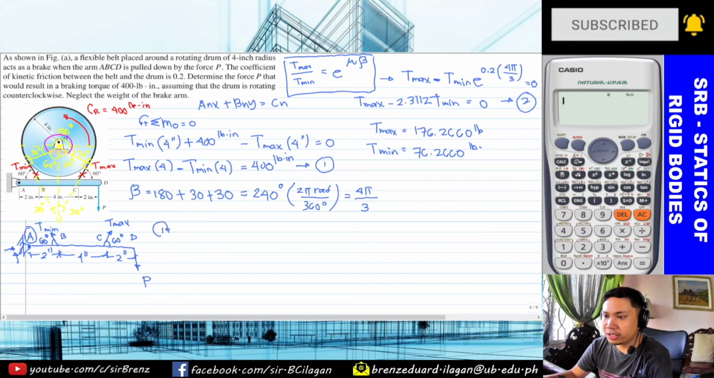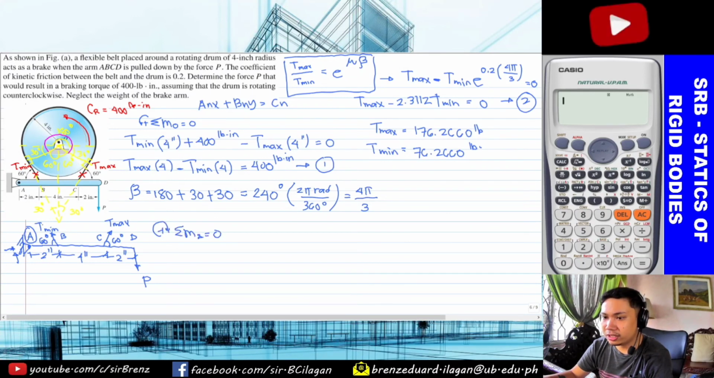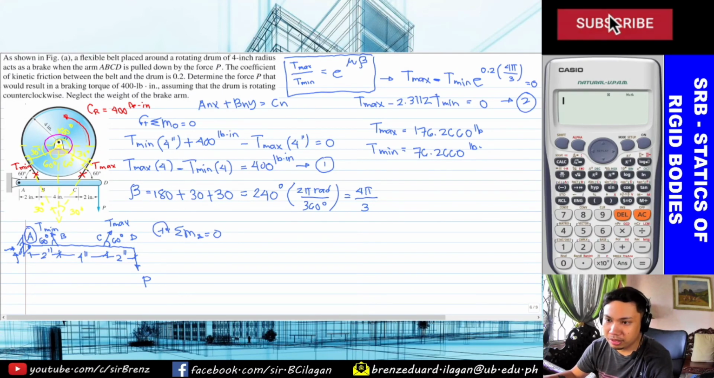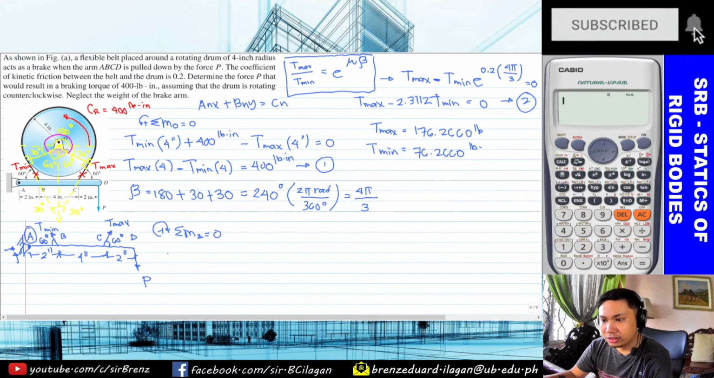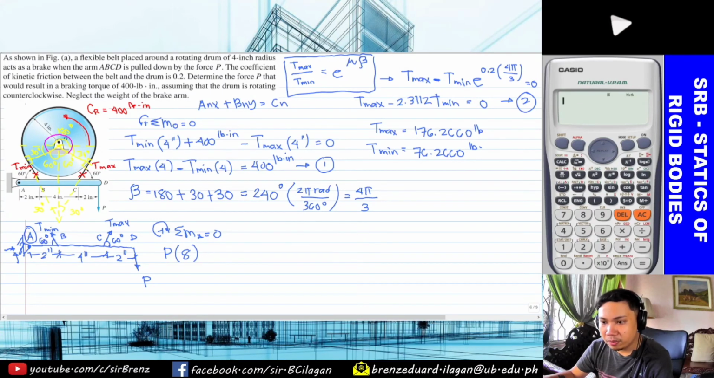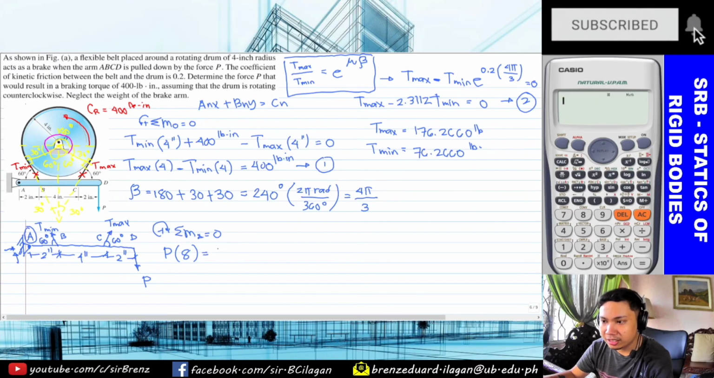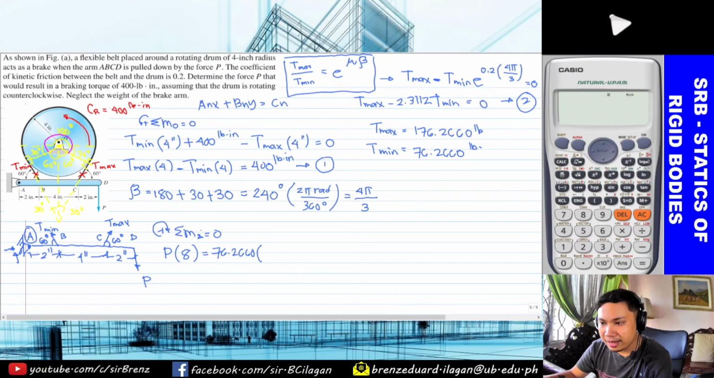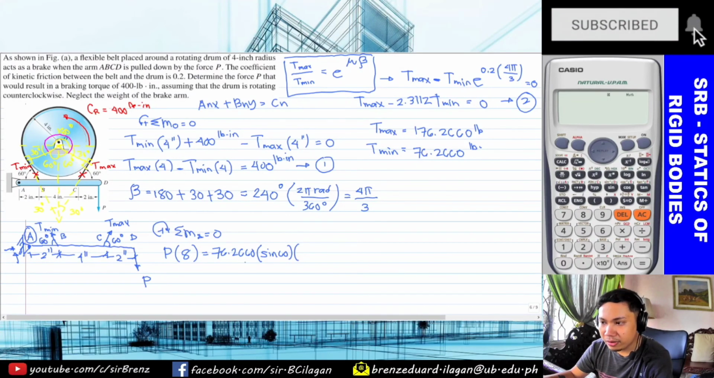Okay, so when we take the summation of moments at point A, considering this free body diagram, the beam with the hinge, let's start with P multiplied by 2 plus 4 plus 2. So, that is 8. The y components of these two will produce a counterclockwise moment. So, it's minus. So, let's transpose it to the other side to make it positive. Let's start with the T min, which is 76.2660. To get the y component, multiply by sine 60, then multiply by the distance. It's only the y component. Don't forget the perpendicular distance, which is 2 inches.